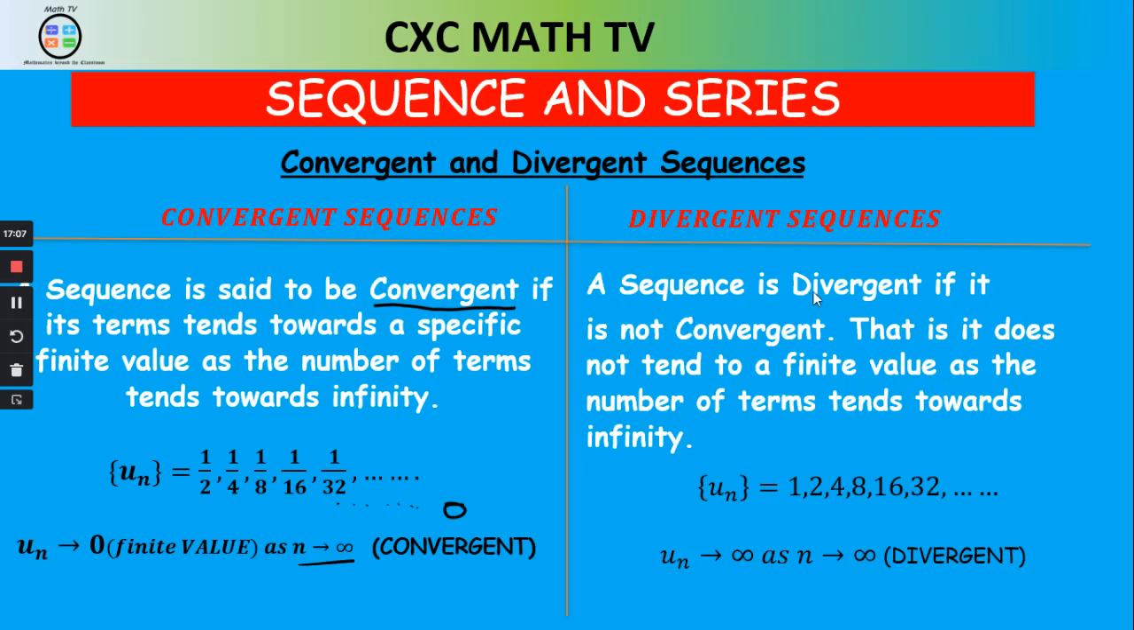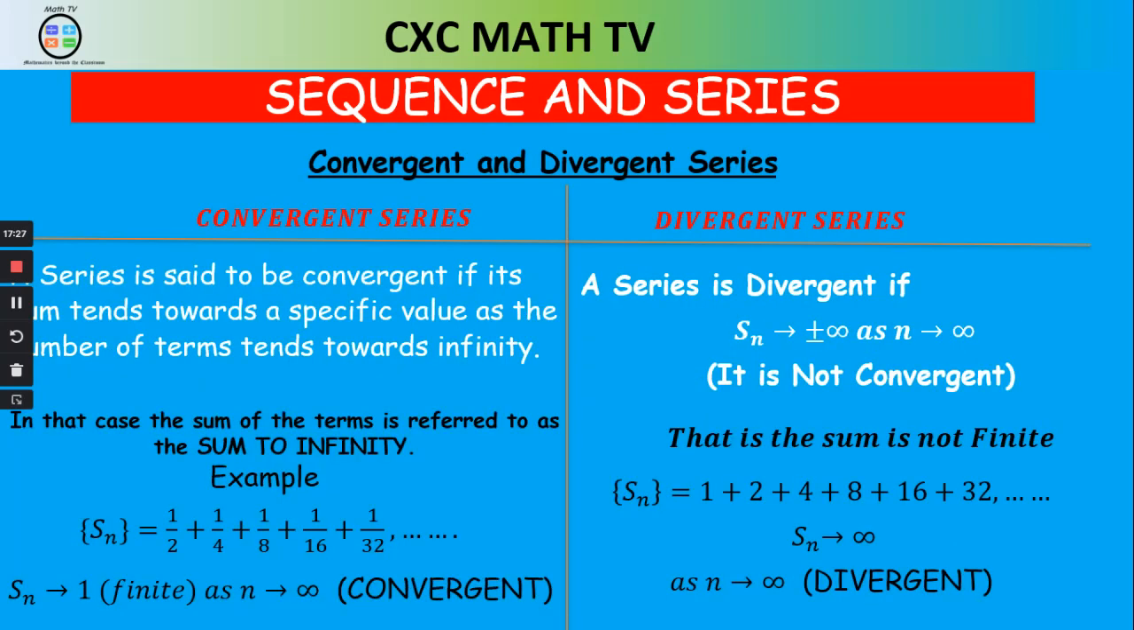Now, a divergent sequence is one that is not converging. So notice, this is just getting bigger. The next terms would be 64, 128, 256. Going to infinity. It's getting bigger and bigger and bigger. So it's going to infinity as the number of terms gets larger.